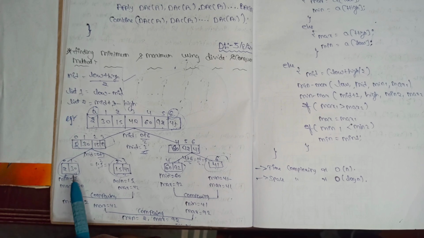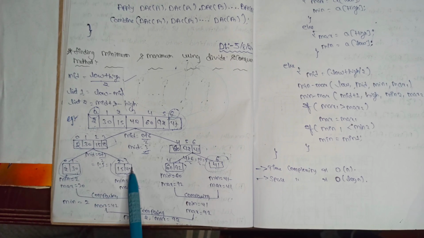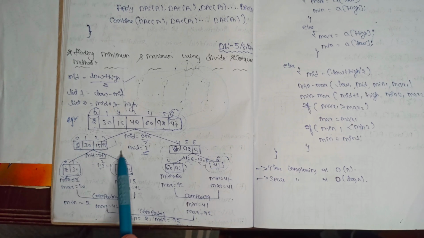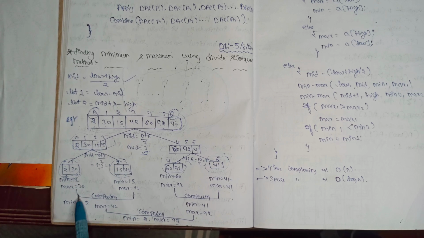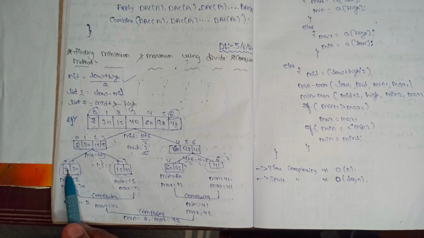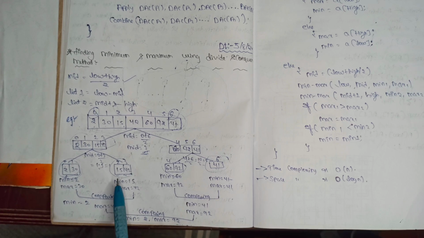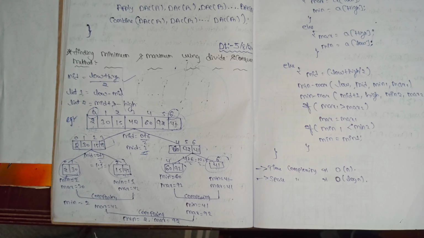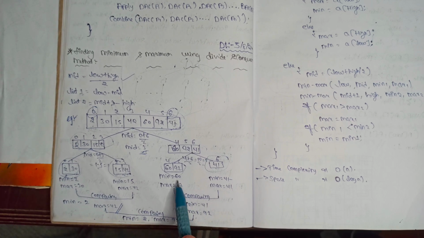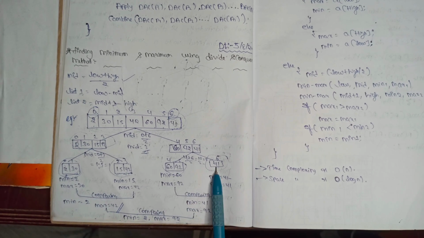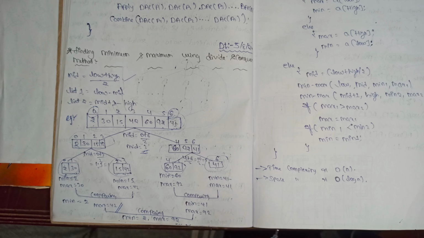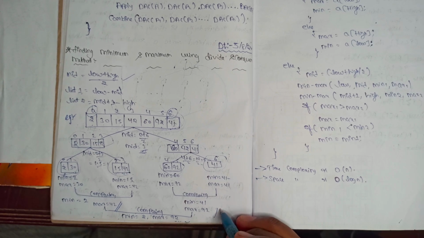Firstly we have to compare 0 and 1 with 2 and 3. Comparing these 4 elements, the minimum element is 2 and the maximum element is 42. So we get a minimum element of 2 and a maximum element of 42. Similarly we have to compare these 3 elements. Here the minimum element is 41 and the maximum element is 92. So we get these 2 results.